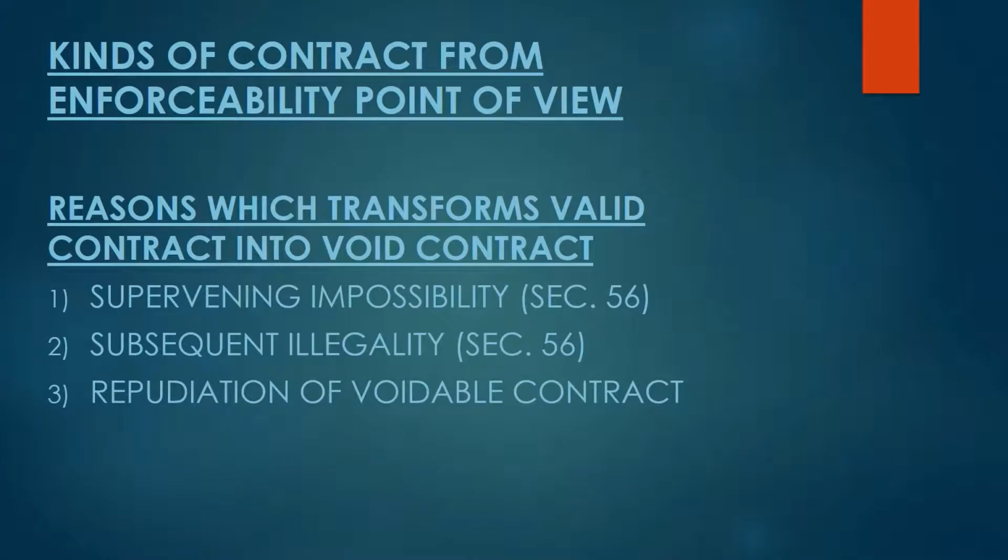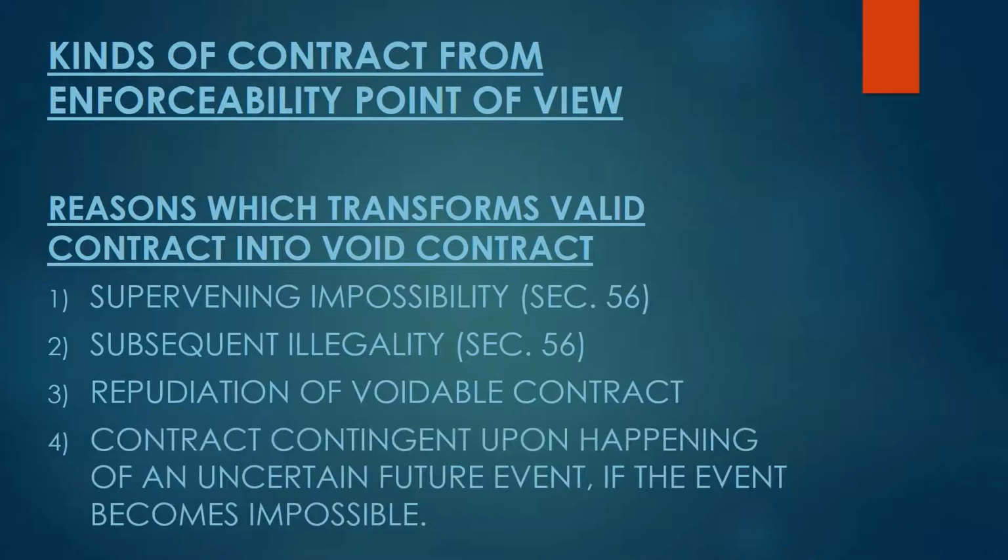Third, repudiation of voidable contract. This has been discussed in my previous lecture. A voidable contract is valid unless it is repudiated. For example, Mr. A agrees to deliver 100 kgs of hair oil to Mr. B within a week. It is time bound. If Mr. A fails to deliver within a week, then Mr. B has a choice. Now, if Mr. B chooses to repudiate the contract as it was not delivered on time, the contract will become void.